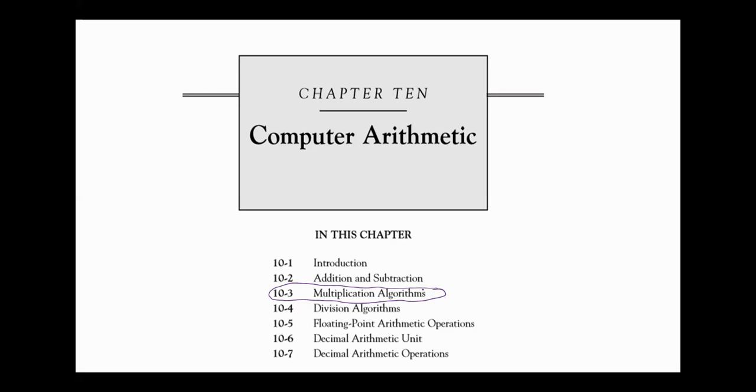I'll split this topic into two parts. In the first part we will discuss multiplication of fixed point binary numbers in sign magnitude representation, and in the second part we'll discuss the Booth algorithm used to multiply numbers represented in two's complement form.